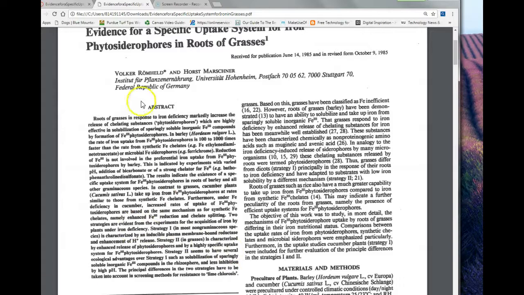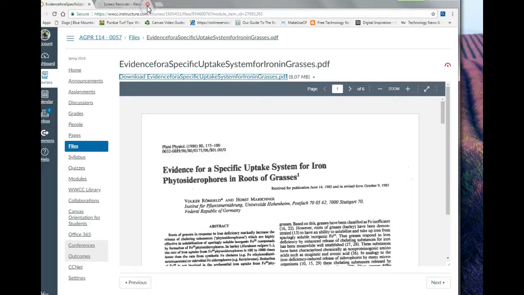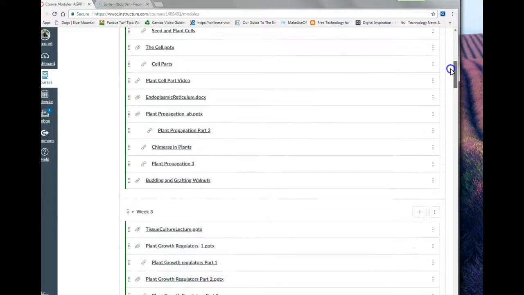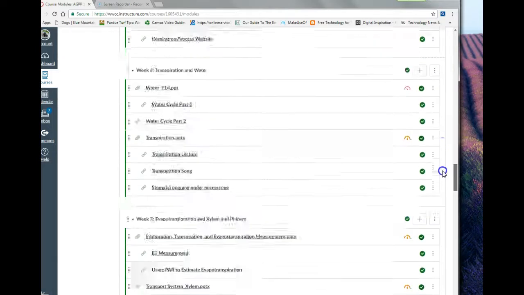Okay, there's also, let's go back and I think I can do this. Go back to module. So we just did evidence for specific uptake. I gotta go back. Sorry, this is taking a little bit.